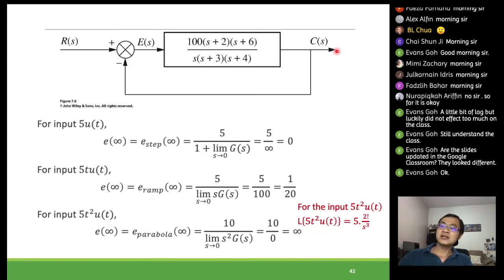So immediately you can evaluate the type of steady state error. As we said, for a step input we will get 0. For a ramp input, we will get a finite value, and when we change the type of input to the parabola input, our error now becomes infinity. So this is the way of doing it.